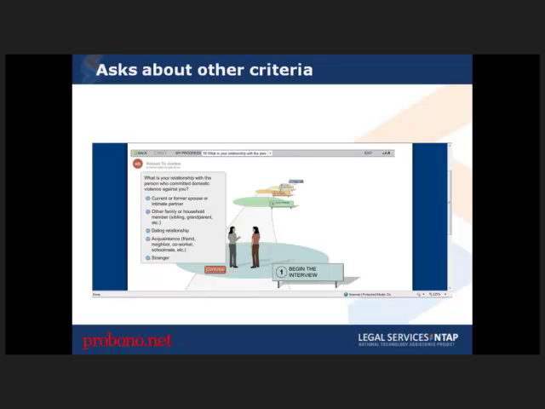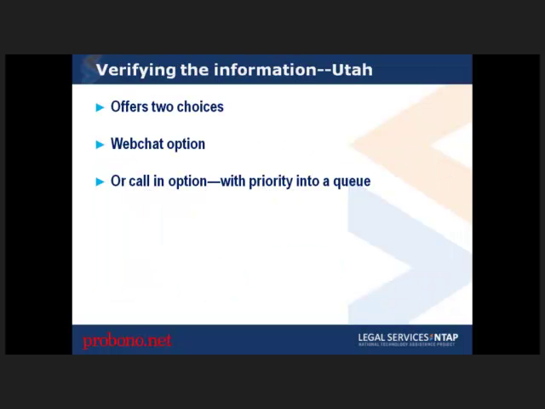The other nice thing is we can ask about other criteria as well in the interview. So in this case, if there's domestic violence, we ask who the perpetrator is. And then at the end of the interview, if they've qualified and they can actually submit their information, we offer them two choices. They can call us with priority number, or they can actually chat with us on the website as well.